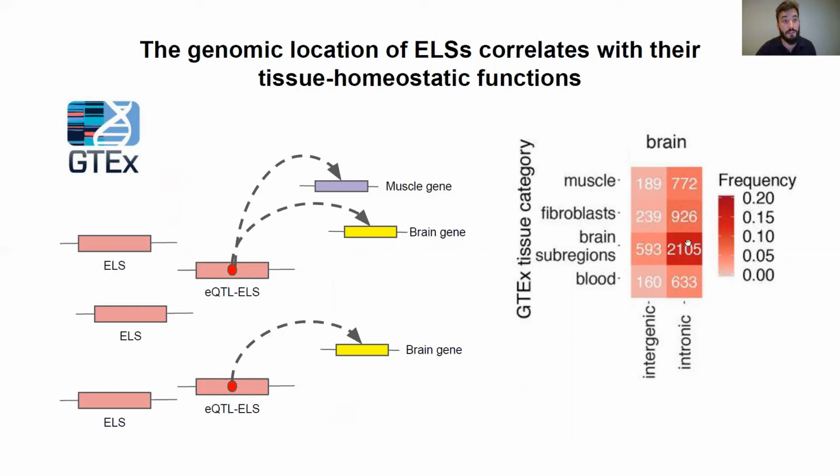And by looking at their target genes, we could see that they are enriched in the tissue in processes that are related to their tissue. In this case, in brain, they are enriched in brain-related processes. On the other hand, in intergenic enhancers, there's no enrichment at all.